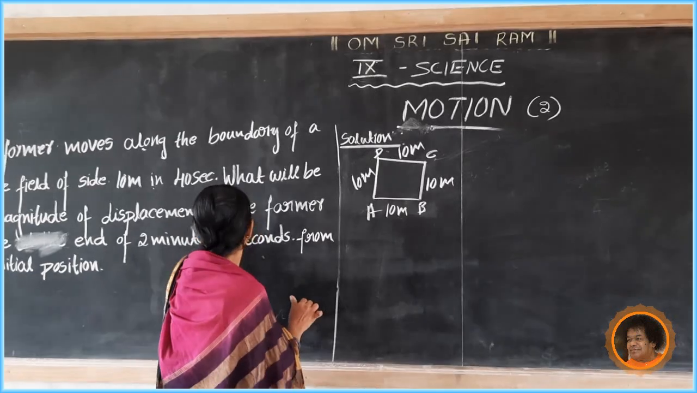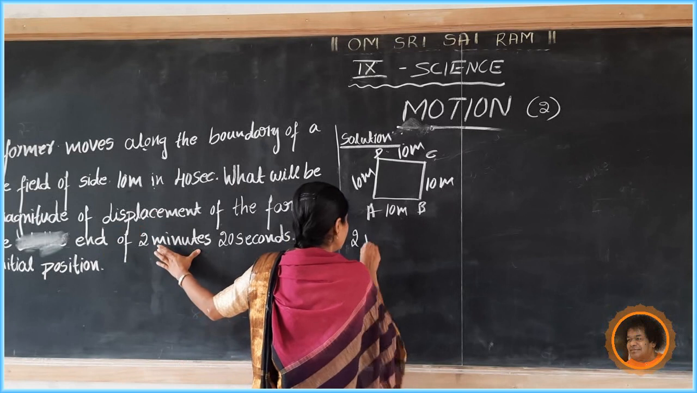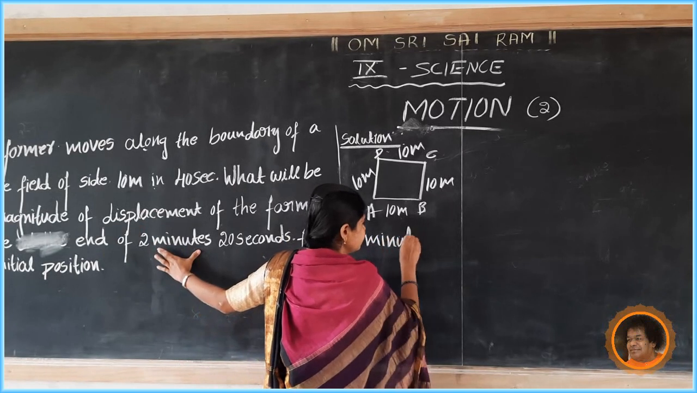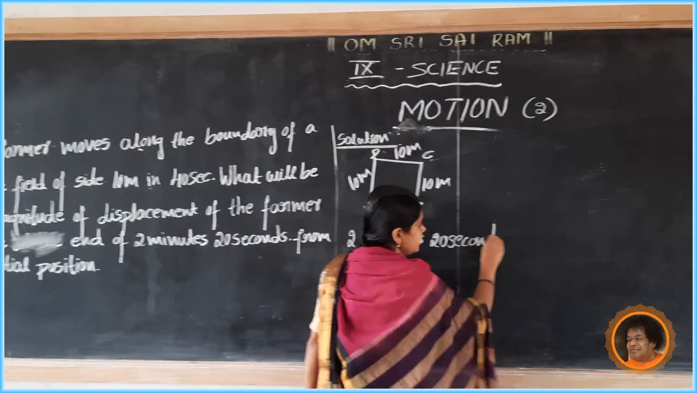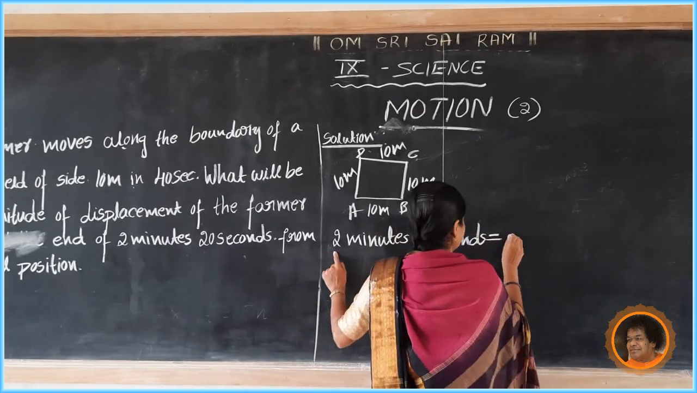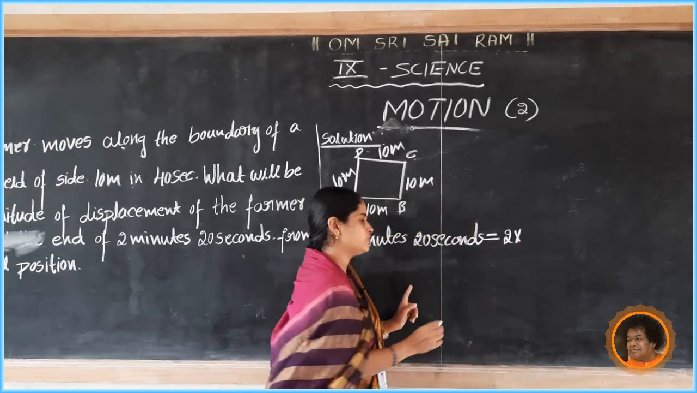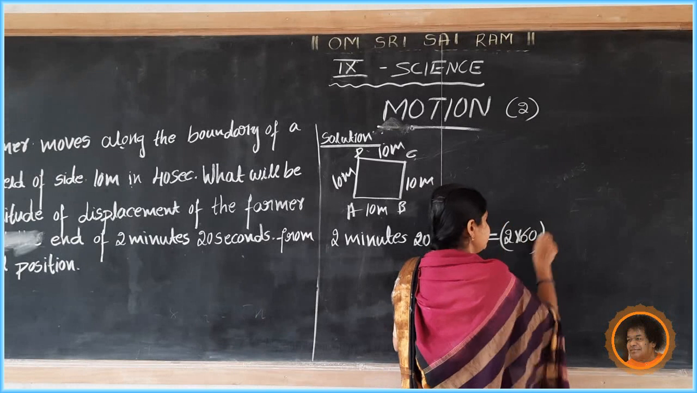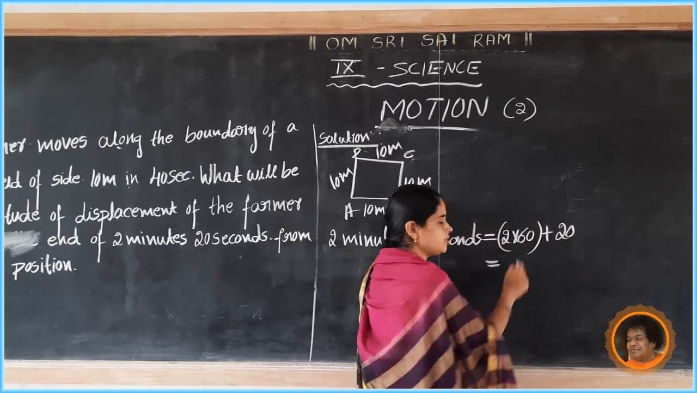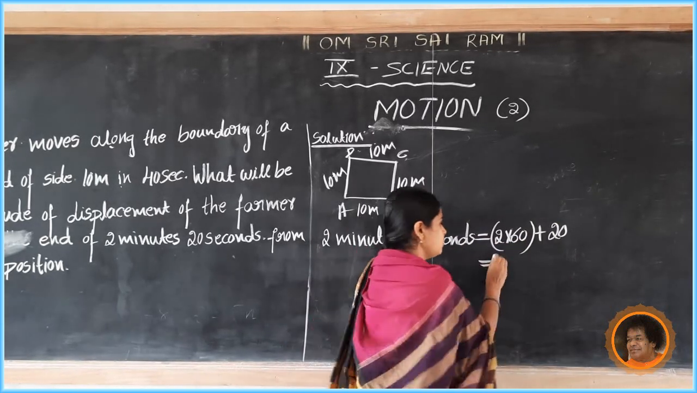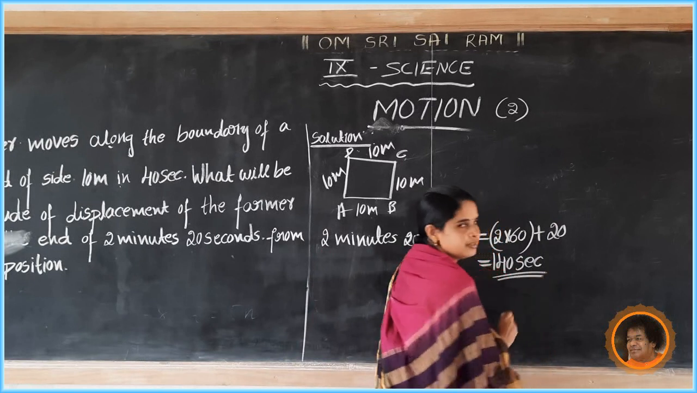Okay, but here how much time is given? 2 minutes 20 seconds. 2 minutes 20 seconds equals 2 into 60 seconds, since 1 minute equals 60 seconds, plus 20 seconds. 2 into 60, 120, plus 20, 140 seconds.